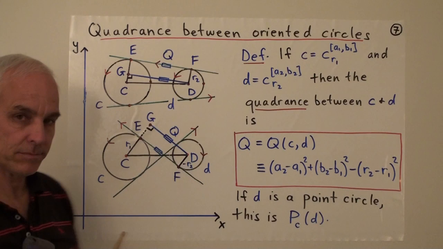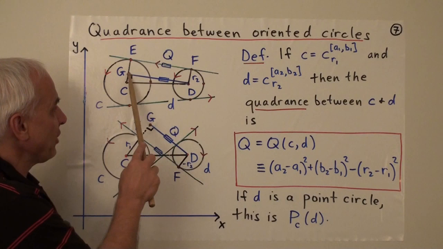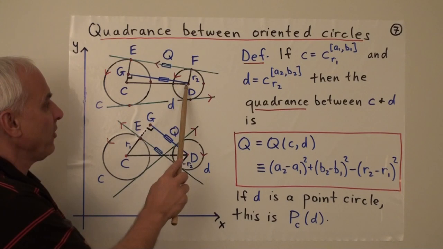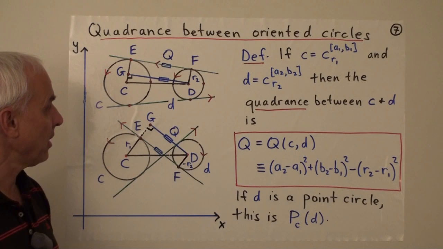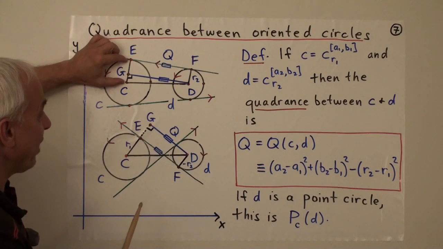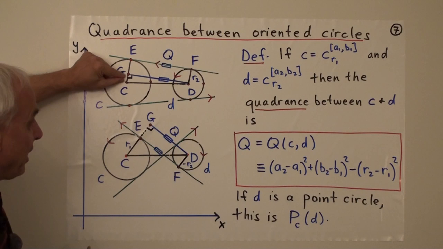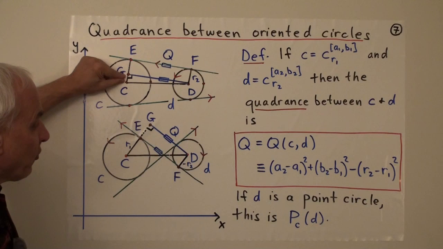And now have a look at this little right triangle here. This is going to be a right triangle because this is a rectangle. This quadrance here is just the quadrance between the two centers. It's actually this expression, a2 minus a1 squared plus b2 minus b1 squared. That's the quadrance between the two centers. And what about this quantity here? Well, this has radius r1. This has radius r2. Therefore, this quantity here is r1 minus r2 in this picture. And its quadrance will be r1 minus r2 squared.